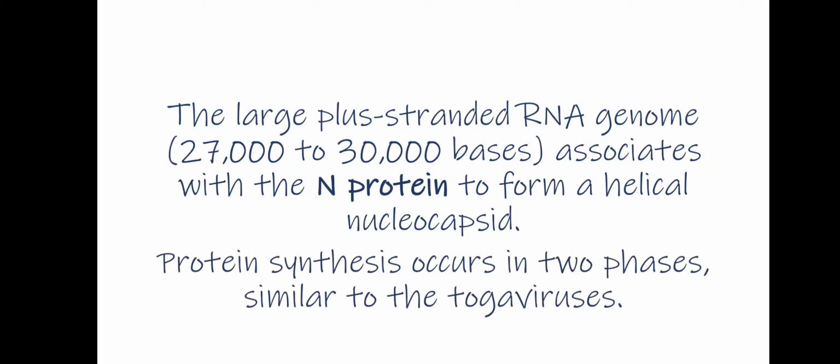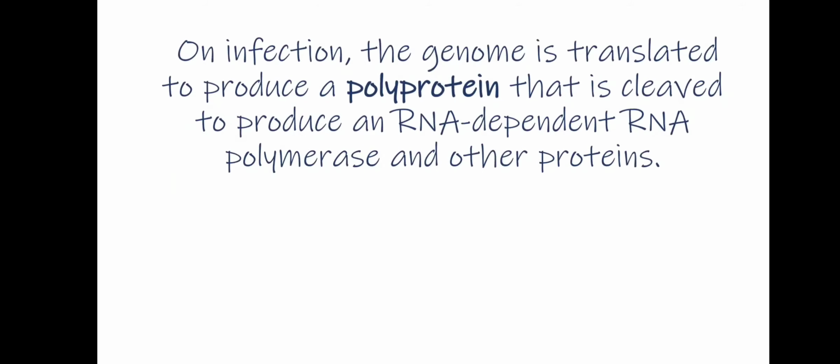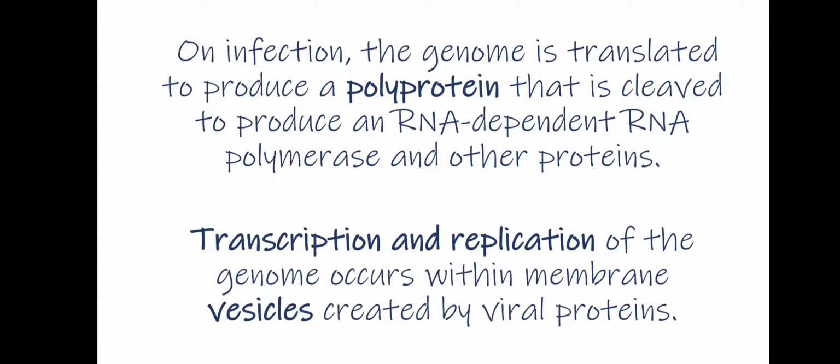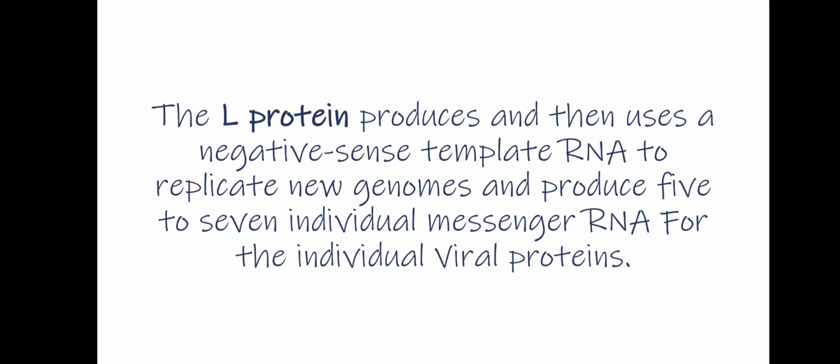Protein synthesis occurs in two phases, similar to the togavirus. On infection, the genome is translated to produce a polyprotein, which is then cleaved to produce an RNA-dependent RNA polymerase and other proteins. Transcription and replication of the genome occur within membrane vesicles, which are created by viral proteins. The L protein is produced and then uses a negative-sense template RNA to replicate new genomes and produce 5 to 7 individual messenger RNAs for the individual viral proteins.